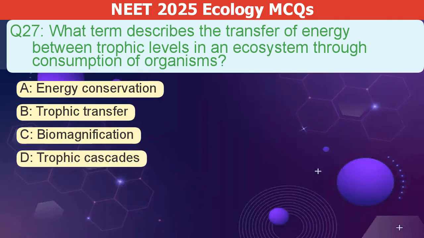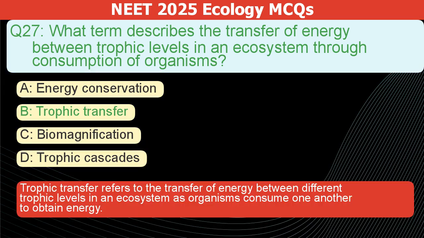What term describes the transfer of energy between trophic levels in an ecosystem through consumption of organisms? A. Energy conservation. B. Trophic transfer. C. Biomagnification. D. Trophic cascades. The correct answer is B. Trophic transfer refers to the transfer of energy between different trophic levels in an ecosystem as organisms consume one another to obtain energy.